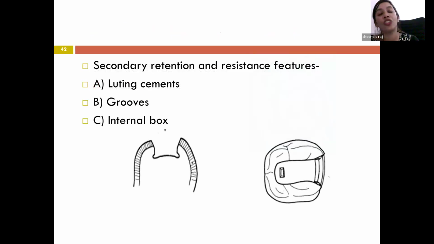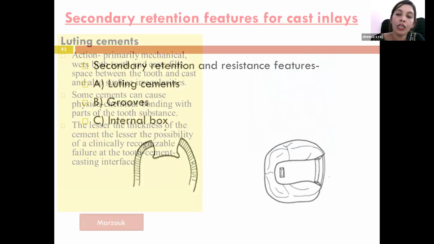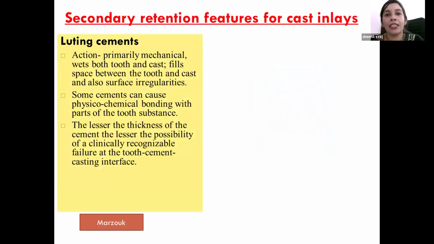It's like G for the grooves, I for the internal box, and L for the luting cement. We know that luting cement is actually seen between the inlay as well as the tooth structure. Normally they wet the tooth structure. It removes all the space between the tooth and the cast structure, and removes the irregularities, etc. And they form a physiochemical bonding between the tooth structure as well as the restorative material.